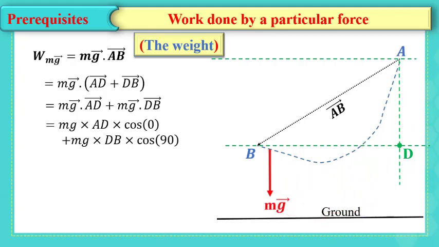But cosine 90 is 0. In addition to that, DB is perpendicular to the mg vector, so it's just mg AD.